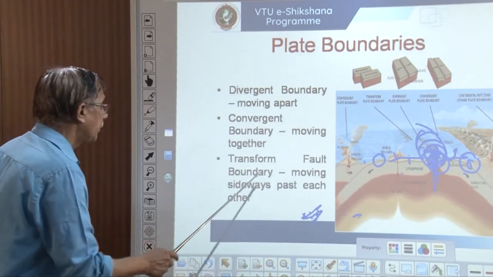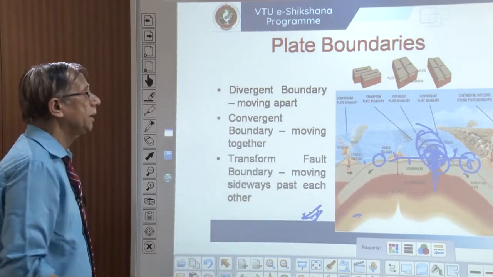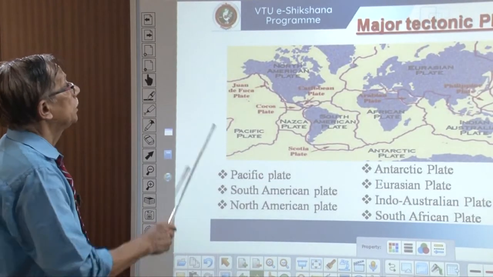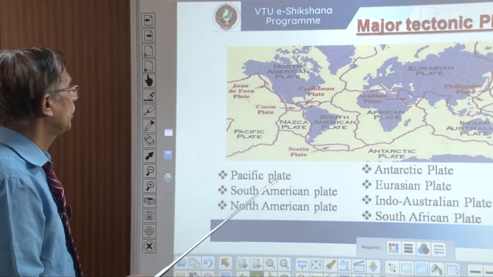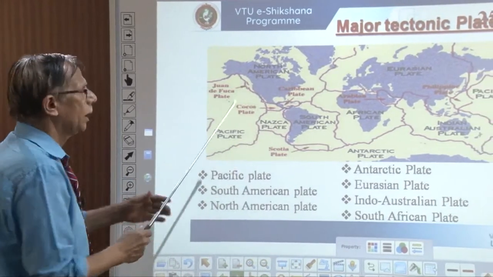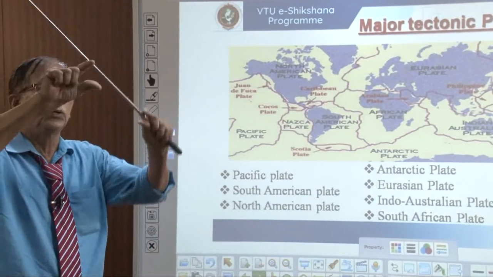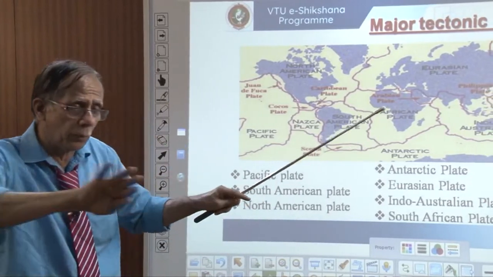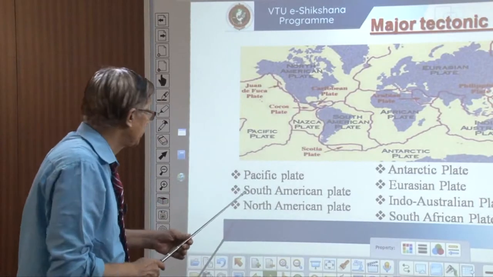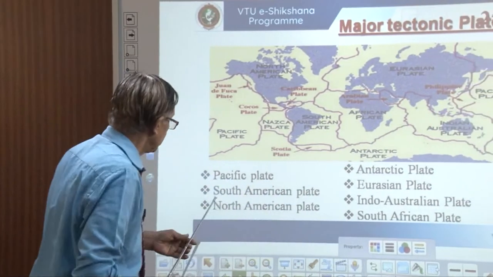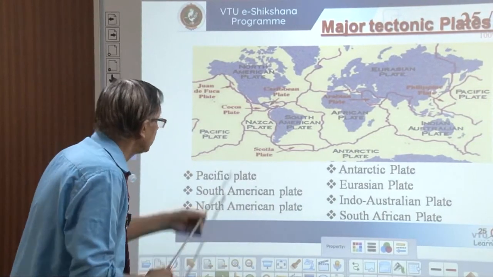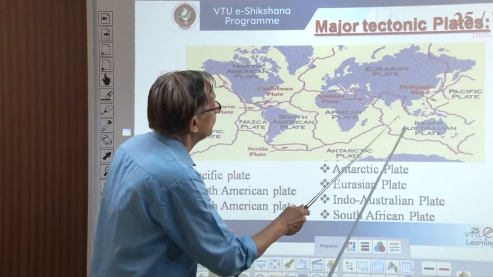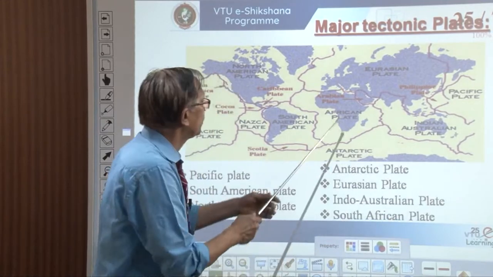One, transform fault boundary, moving sideways, this is another type of motion we will try. Now, these are the major tectonic plates. We have Pacific plate. We have said earth crust is broken into, divided into several small plates, and these individual plates either move away or move together. And which are these plates? The Pacific plate, we have the South American plate, we have the North American plate, Antarctica plate, Eurasian plate, Indo-Australia, we have the South African plate. These are all individual plates.